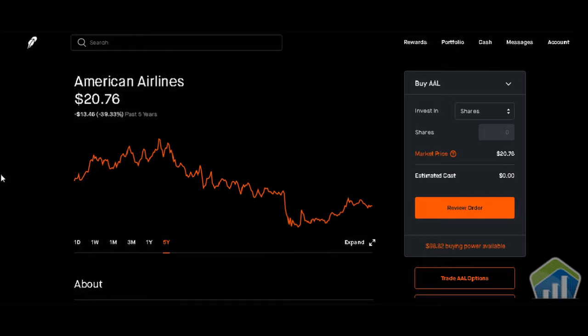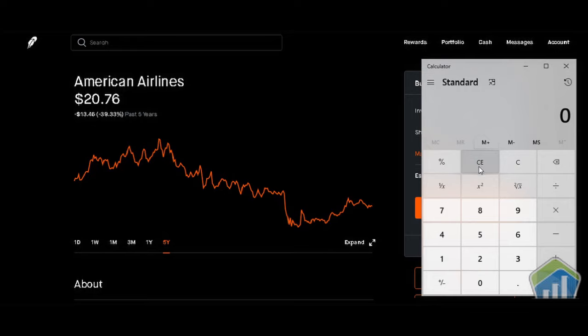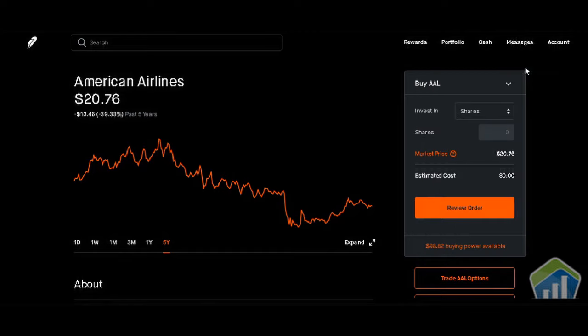So you'd have to buy 100 shares. If we pull the calculator up right now, and make sure we clear real good, we're going to say current price is $20.76, right? So you would put in $20.76 times the 100 shares, and you would spend $2,076, right? So to buy 100 shares of American Airlines right now, you have to spend $2,076. So let's say you went ahead and bought the shares. Now you own 100 shares of American Airlines. What do you do next?